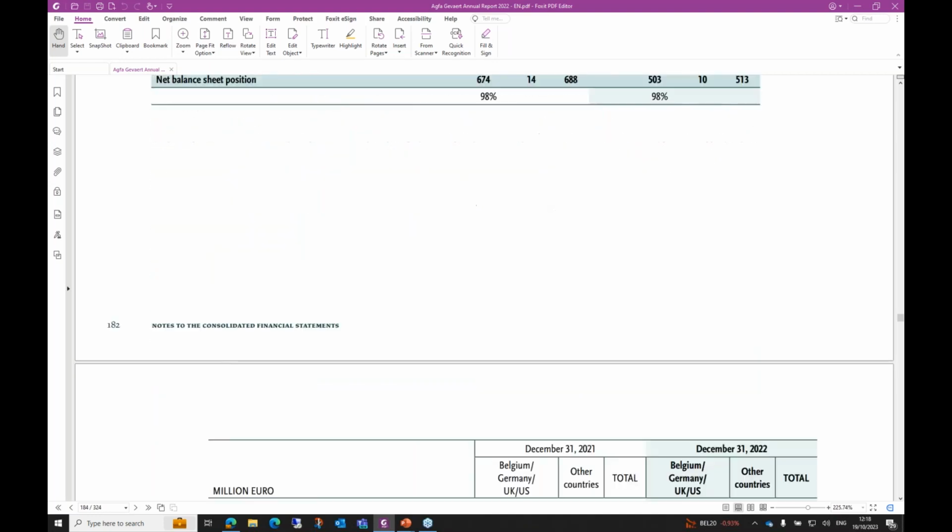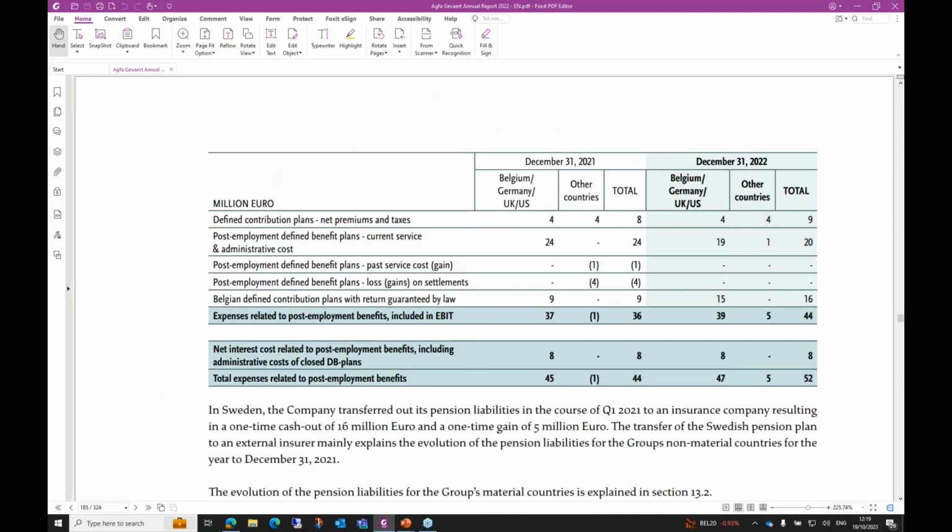So if you scroll further, they will show the expenses. So that's one of the requirements also, that you explain also the expenses. This table in itself is required. You can do it also per plan, you can combine it.